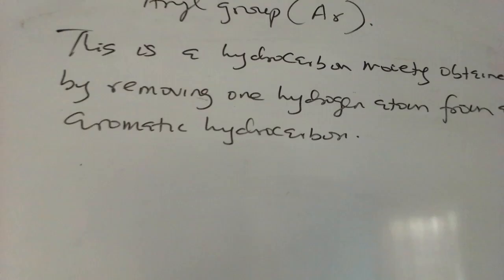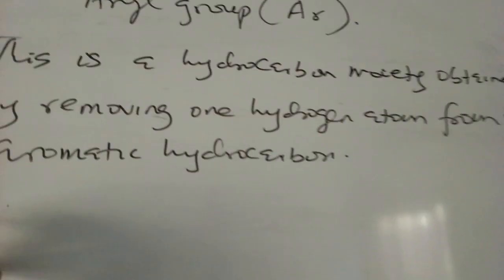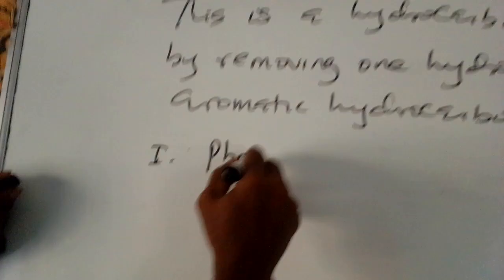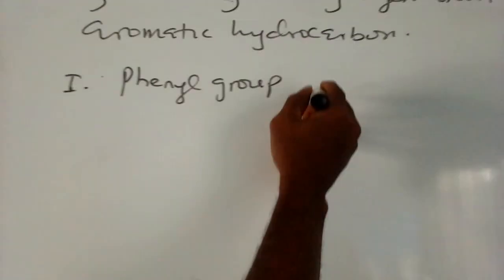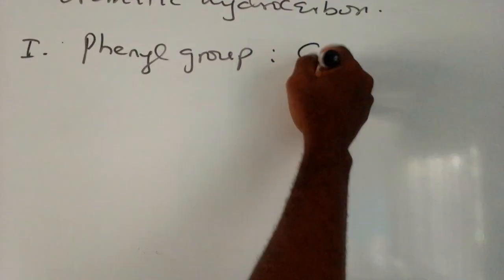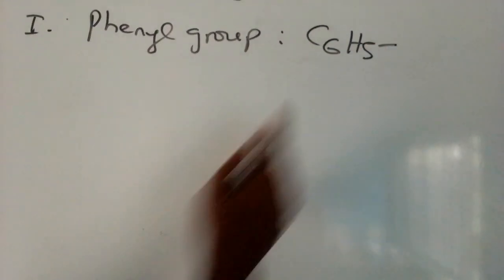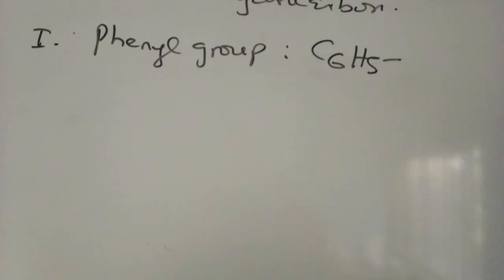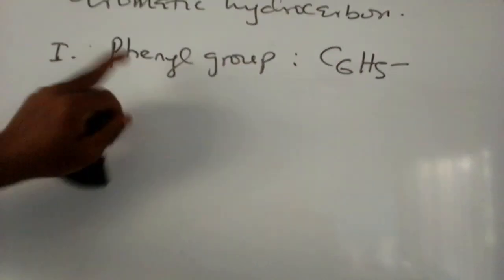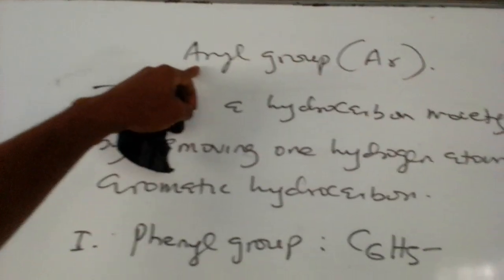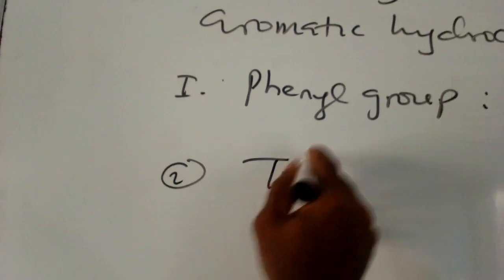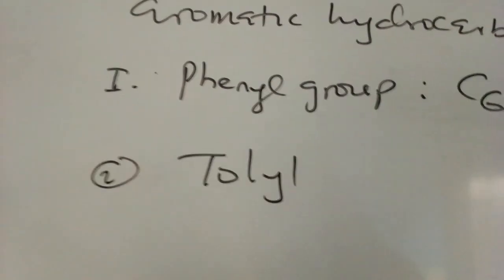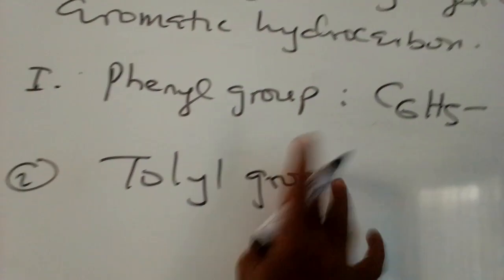Now, the first aryl group is the phenyl group, which is obtained from benzene, as we described earlier on. When benzene loses one hydrogen atom, we have the phenyl group. Since benzene is the principal aromatic compound, the phenyl group is a class under the aryl groups. Then we can see the group from toluene is also under aryl group.